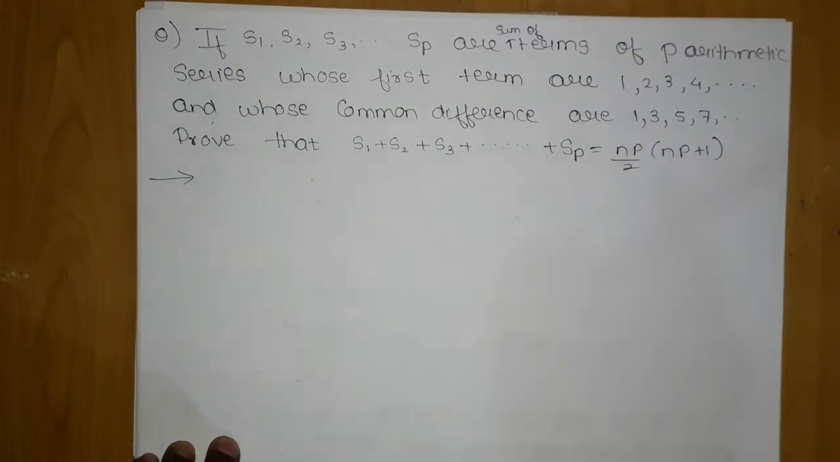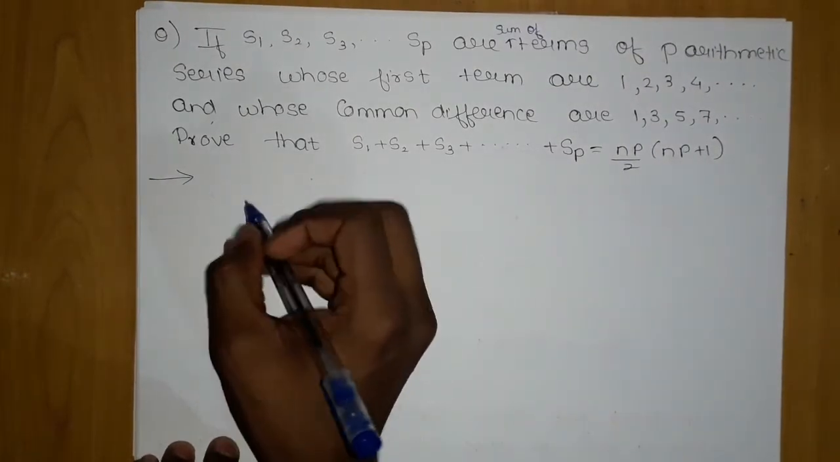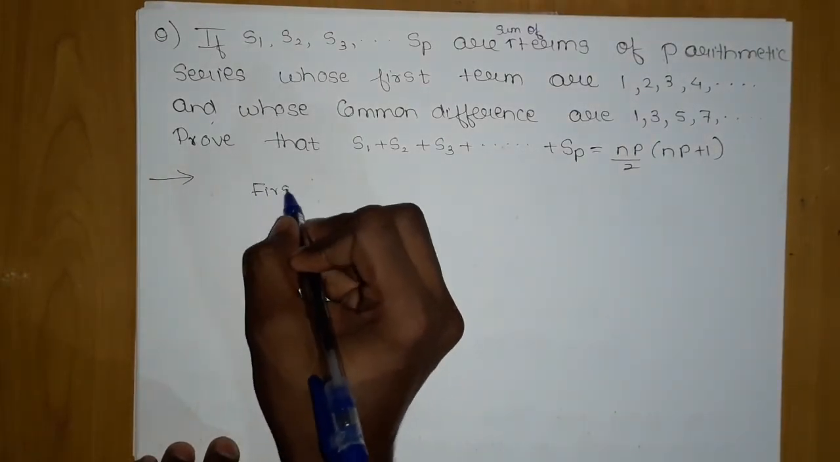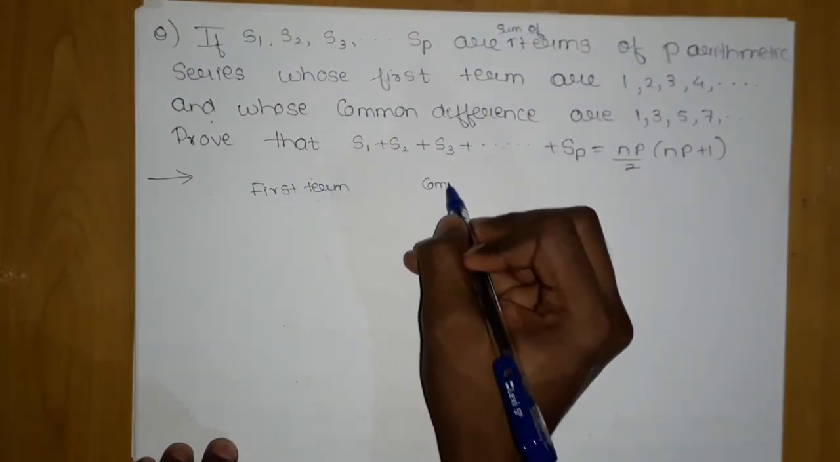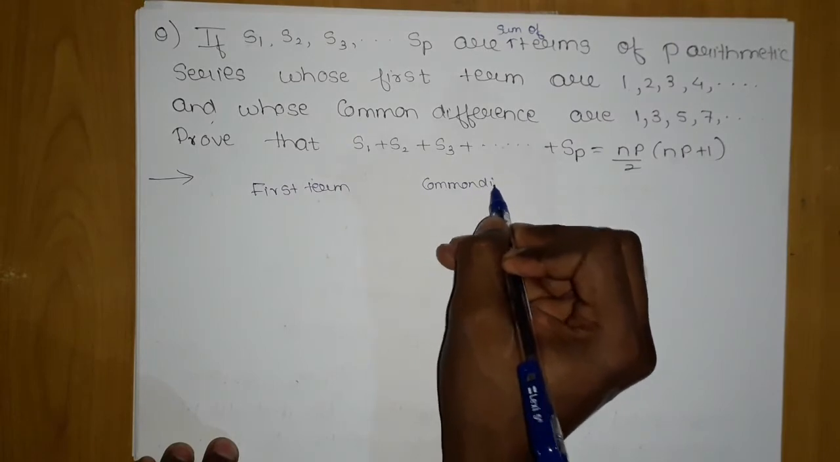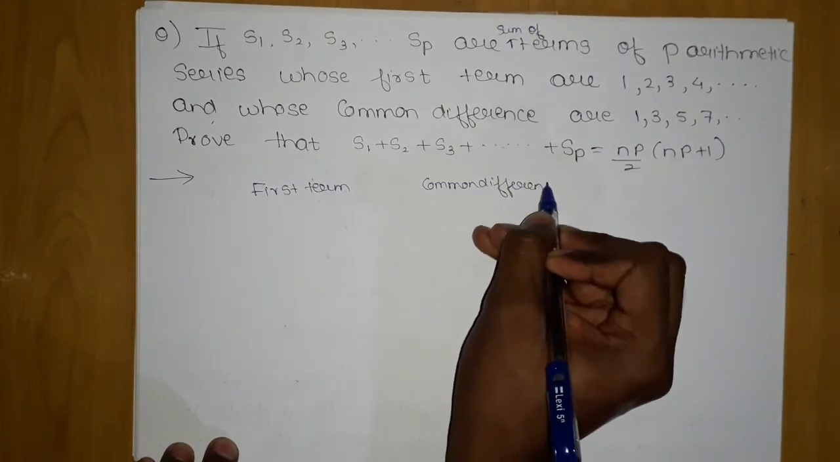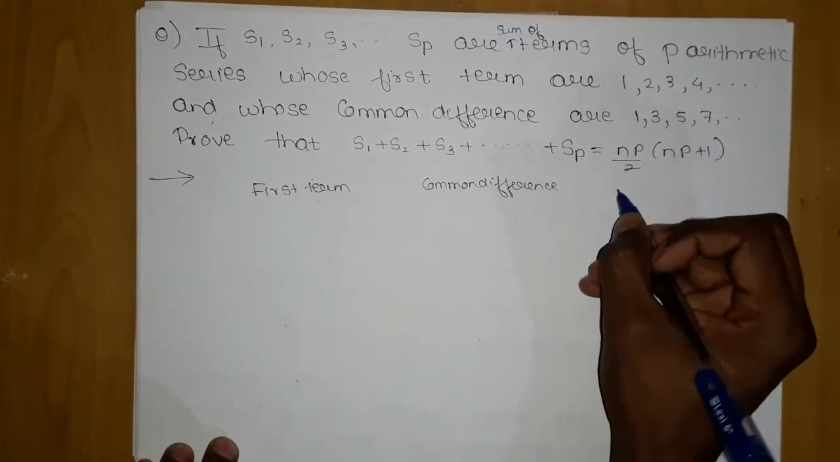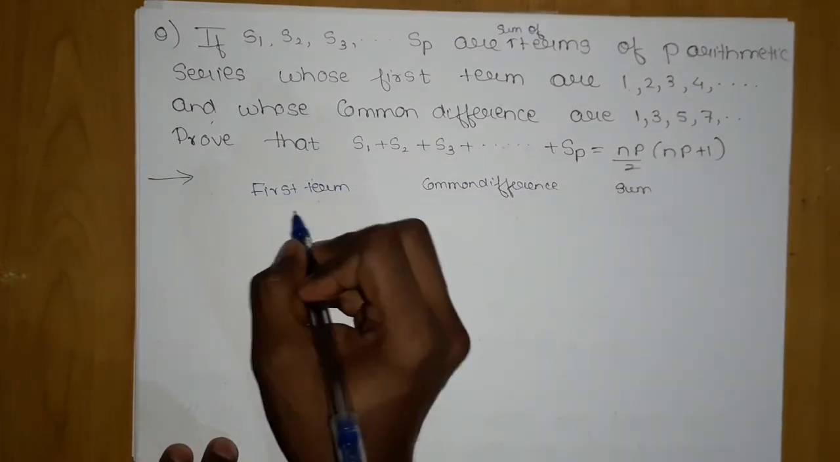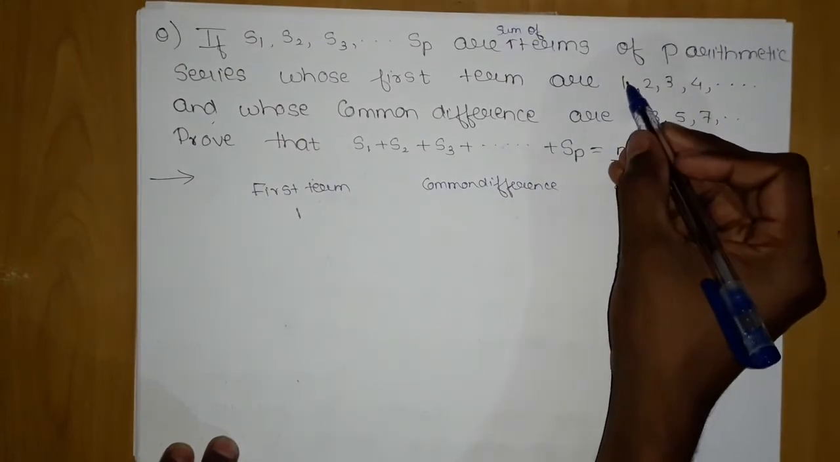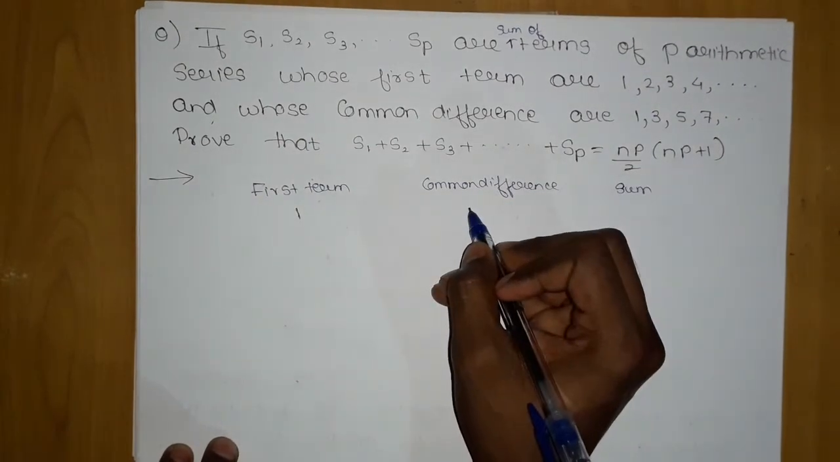Okay, 1 2 3 4 like that. So what I can tell, let me write here, it is first term. There are many things. Here will be common difference. Okay, common difference. If I make a chart, and here it will be sum.